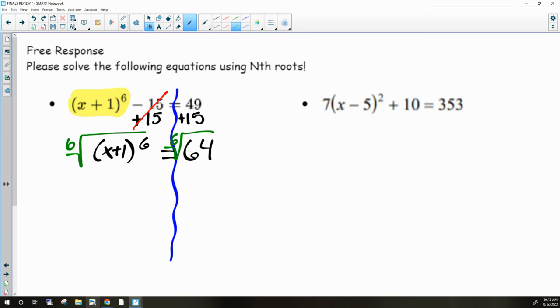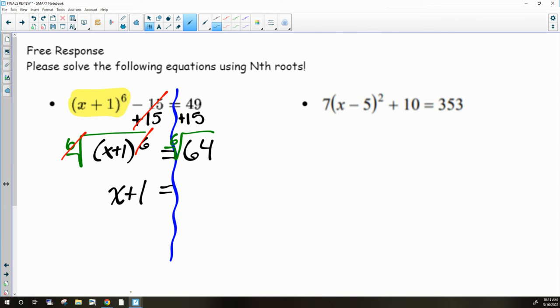Okay, but a square root doesn't get rid of all powers. A square root would only get rid of a squared. A third root only gets rid of a third power. Here we had a 6th power. We needed a 6th root to get rid of it. So on the left, that 6th root and my 6th power cancel each other out. On the right side, I've got to figure out what the 6th root of 64 is.